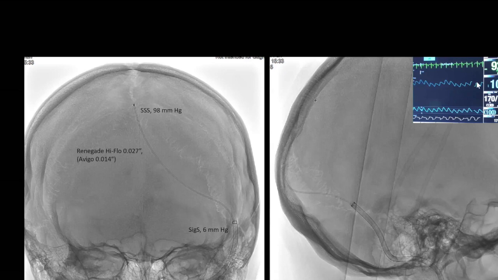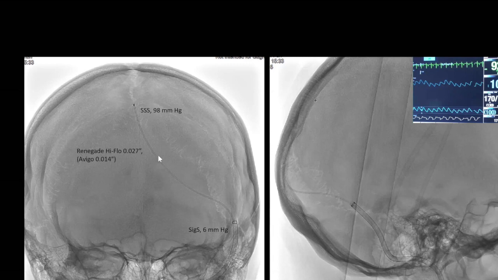If you see here, those are her vital signs at the same time. We had to zero our transducer multiple times to confirm that her pressure was indeed close to 100. So she had a pressure in the sagittal sinus of 98 and in the sigmoid sinus of 6, for a pressure gradient of 92.